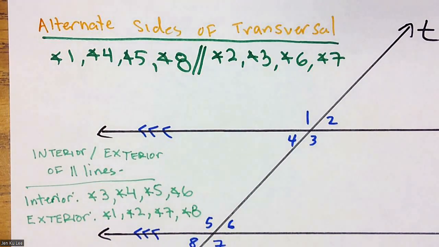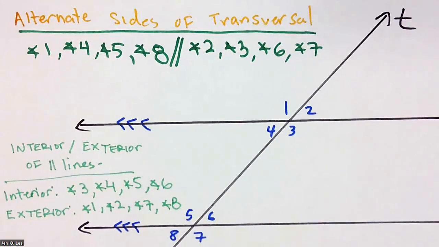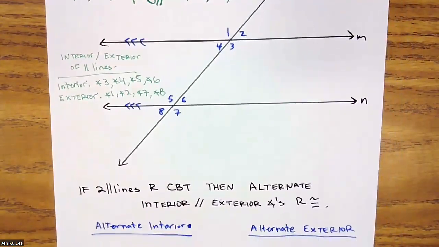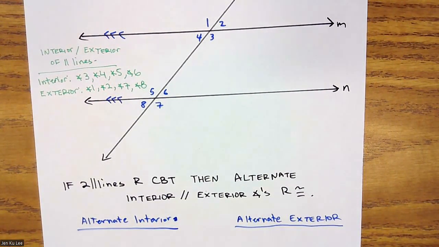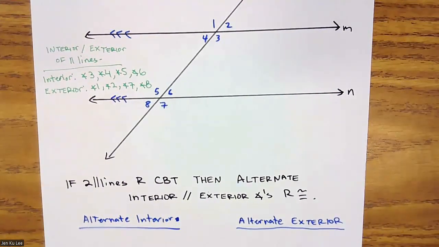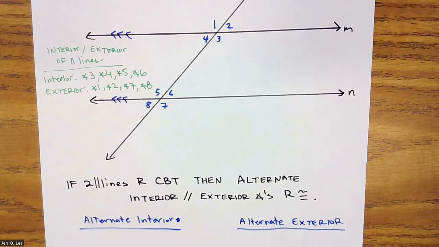Okay, so alternate sides of the transversal, or are they interior or exterior of the parallel lines? All right? So now I want you guys to come up with that list. There are two pairs of alternate interior angles, and there are two pairs of alternate exterior angles. Okay? Using what we just did, try and figure them out.